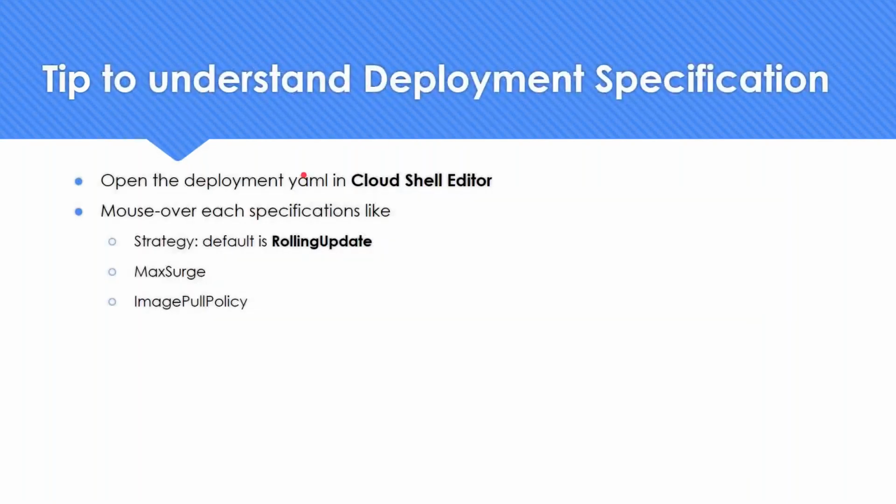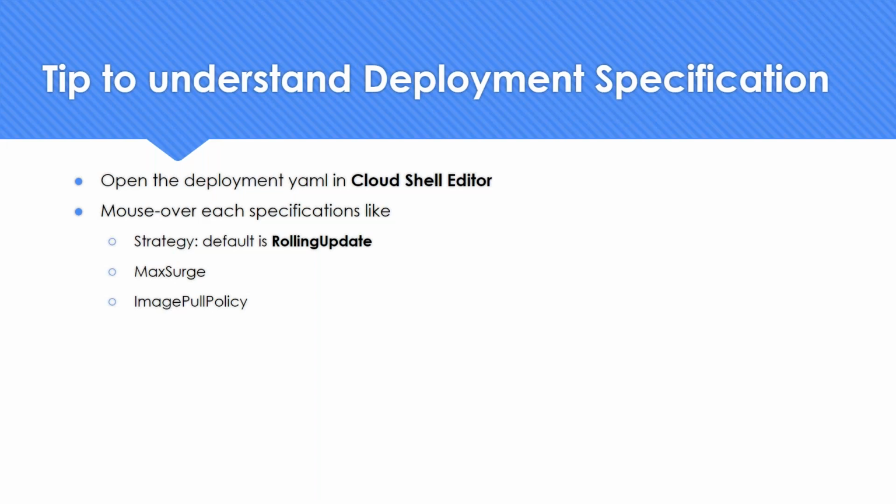Now let's try to understand some of the specifications: replicas, strategy, maximum surge, image pull policy, all those concepts. This is very important. I have seen at least in the exam questions on image pull policy and strategy. Questions are related to the specifications, the configuration which you write in those YAML files. So how do we understand it? The tip is very, very simple. You may look into the kubernetes.io documentation, and you may get the complete picture.